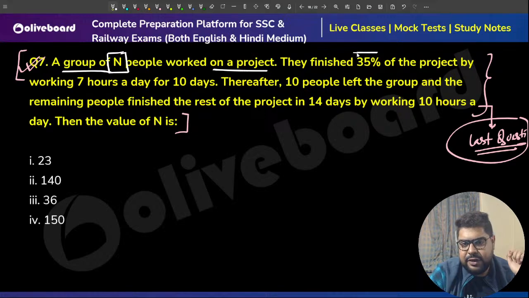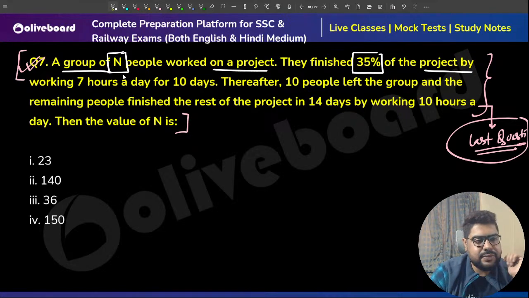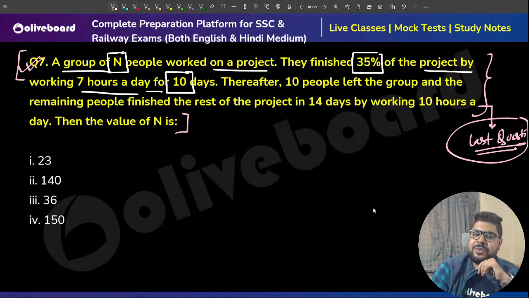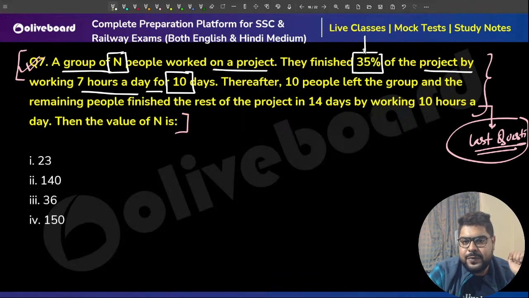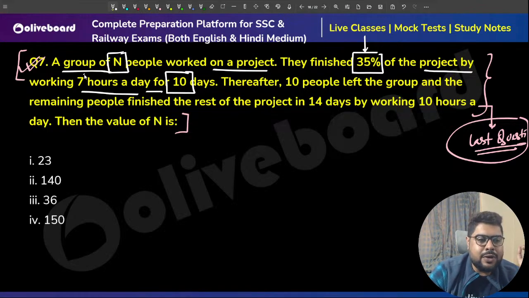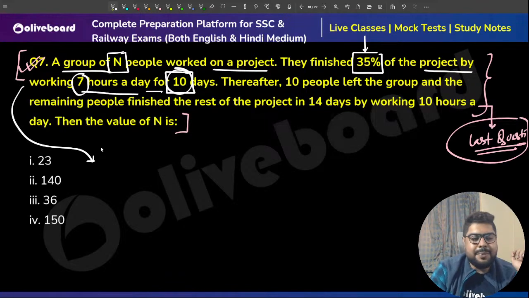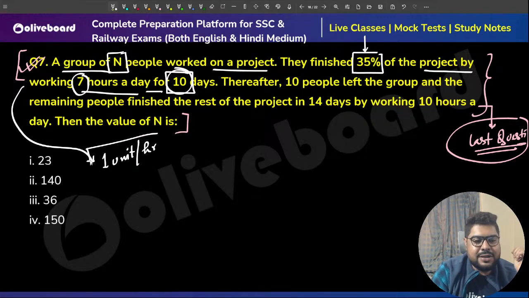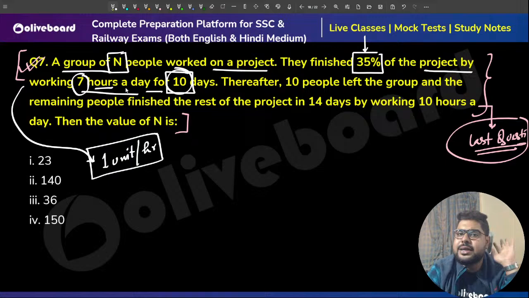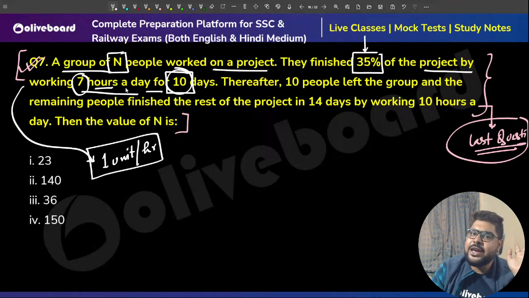They finished 35% of the project by working 7 hours a day for 10 days. Perfect. So 35% of the project they have completed working 7 hours a day for 10 days. Now let's understand how much will that be. So the primary assumption was what? Primary assumption was everybody does 1 unit of work every hour, because there is an hour mentioned here. So we need to take the smallest unit of time.